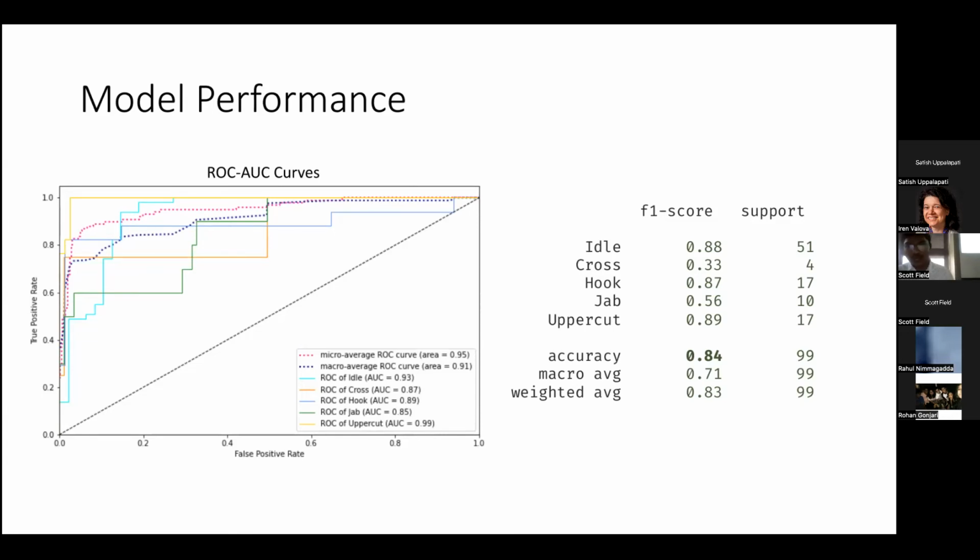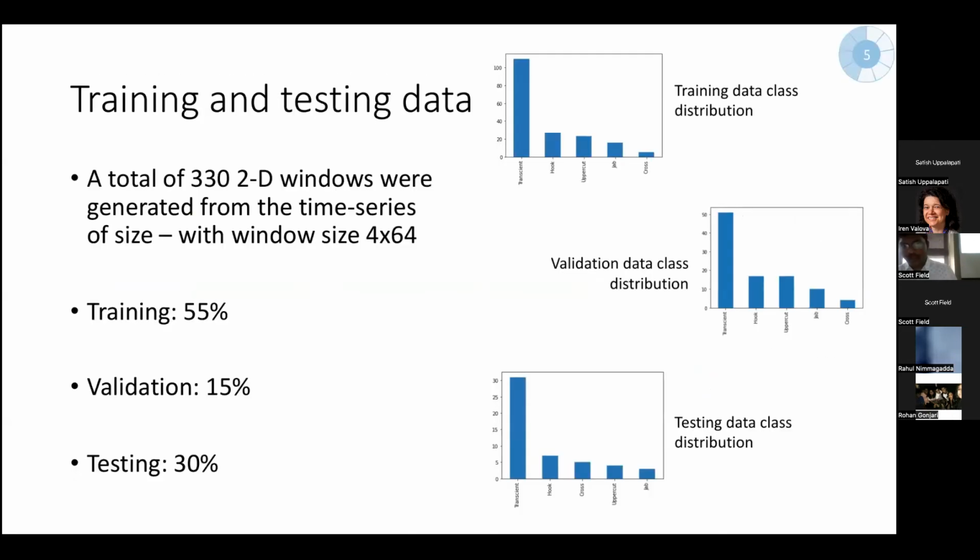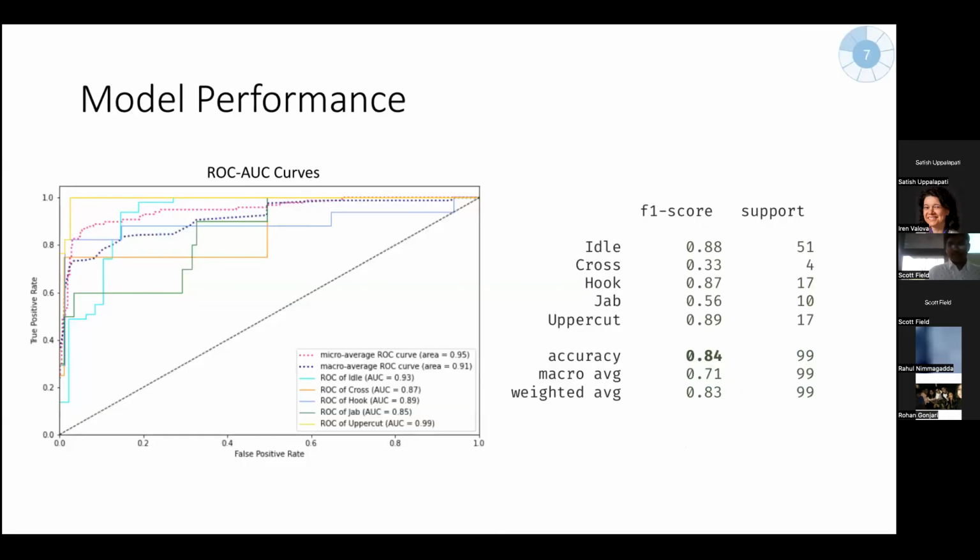But one place where my model really struggles is the cross and the jab. And as I said, my data set is really class imbalanced. There were very few instances of the cross and the jab moves. It still didn't do a very good job, but it was able to identify them in most of the cases.